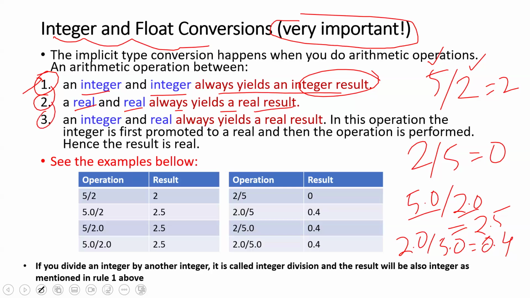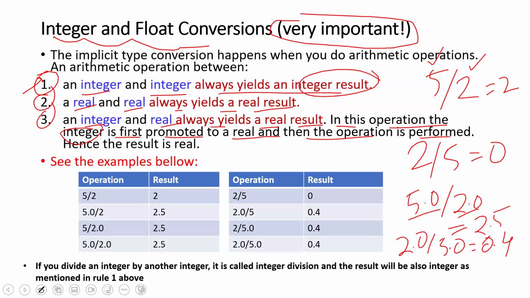Number 3, integer and real always yields a real result. So if you have an integer and a floating point number, the result will be a floating point number. So if you have a mixed operation, then the result will be float. How does that work? In this operation, the integer is first promoted to a real and then the operation is performed. So if you have an integer and another float, the integer will be promoted. What is the opposite of promotion? Demotion. If a float is converted to an integer at any point of time, that is called demoted. If an integer is converted to float, this is called promoted. Okay, keep that in mind.